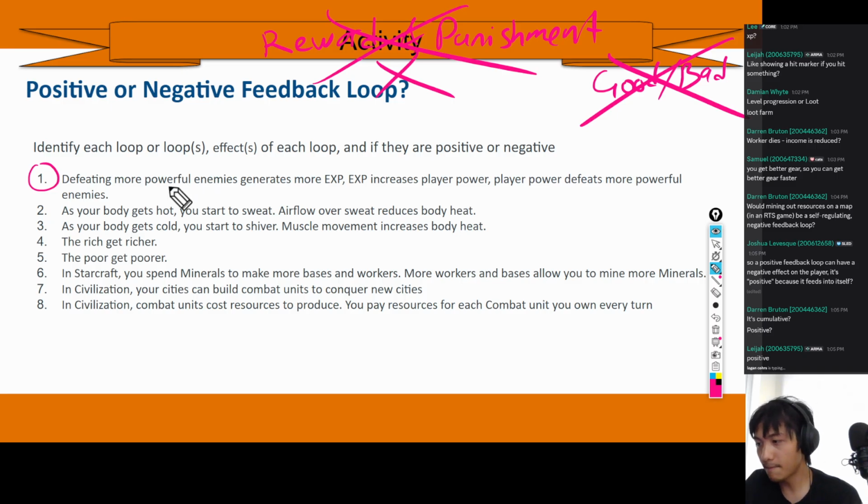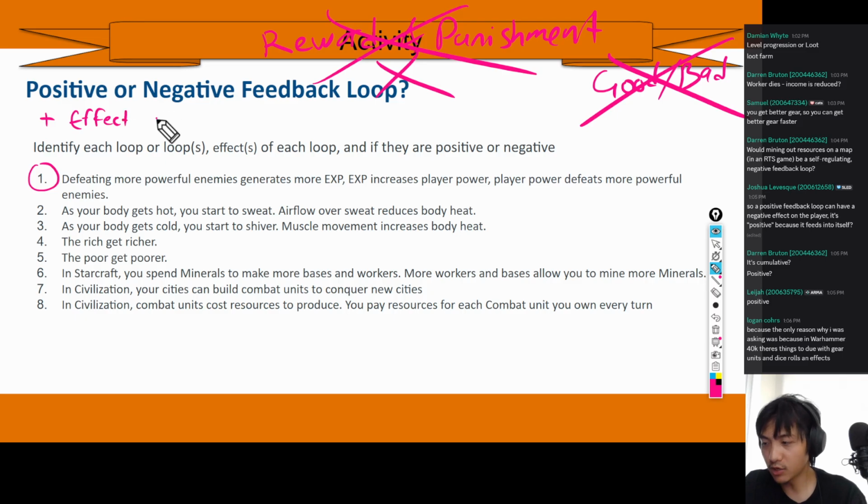Cool. So, defeating more powerful enemies generates more XP. Positive feedback loop. So, what are the variables that are changing here? What are the effects? In a positive feedback loop, the effect increases, or you'll say it grows in absolute value. In a negative feedback loop, the effect stabilizes.